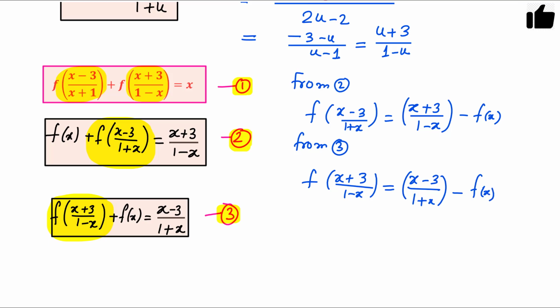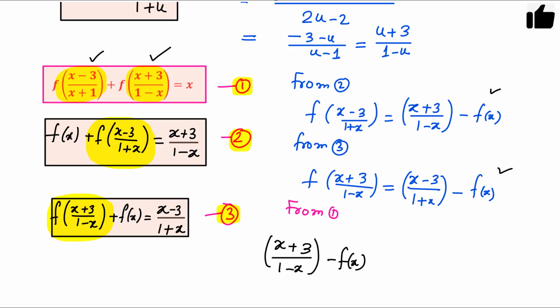Now let us put into equation 1. So from 1 now, we can substitute these two values in equation 1. So the first term is this one, that is f(x) minus 3 divided by x plus 1. So this will be simply x plus 3 divided by 1 minus x minus f(x), and the second term will be this one, that is simply x minus 3 divided by 1 plus x minus f(x), and this is equal to x.